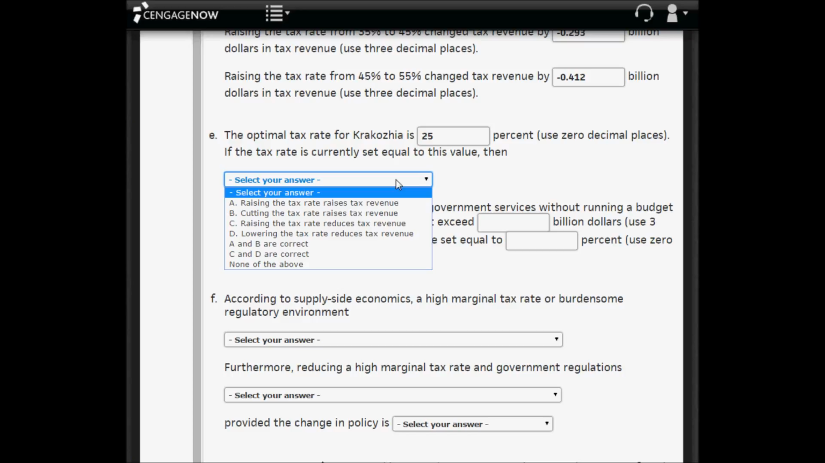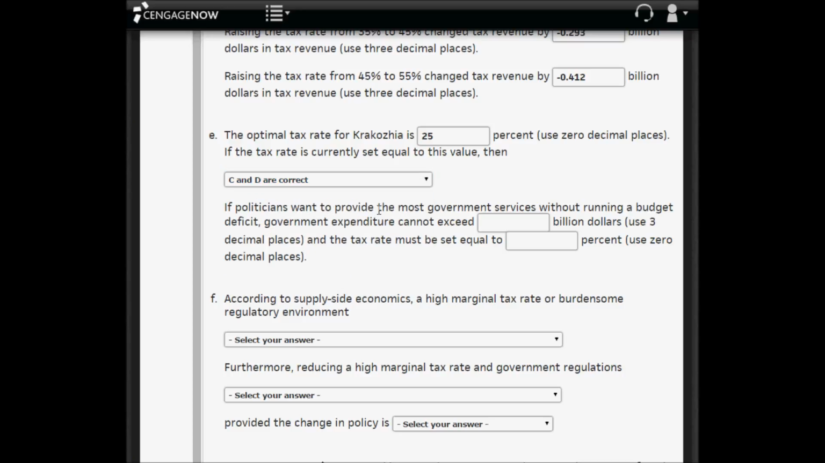If the tax rate is currently set equal to this value, then raising the tax rate raises tax revenue. That is not correct. Cutting the tax rate raises tax revenue. That is not correct. Raising the tax rate reduces tax revenue. That is true. Lowering the tax rate reduces tax revenue. That is true. So C and D are correct.